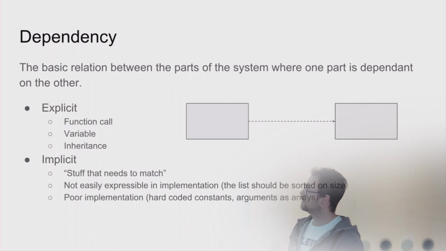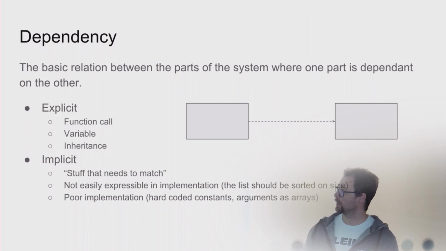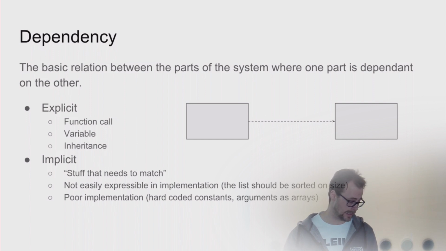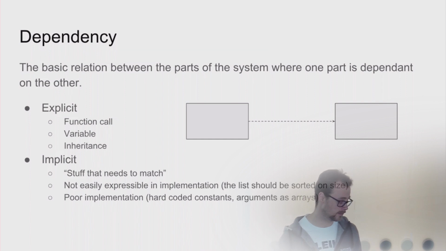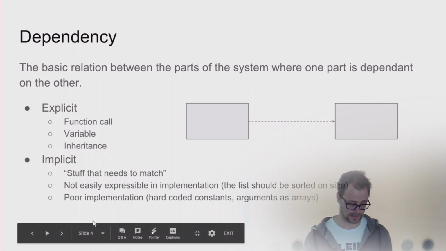So try to make all your dependencies as explicit as possible, and really make an effort to document anything that you cannot make explicit in the implementation. You need to document it really well, because someone needs to remember that implicit dependency and fix that manually and make sure that it's not violated.